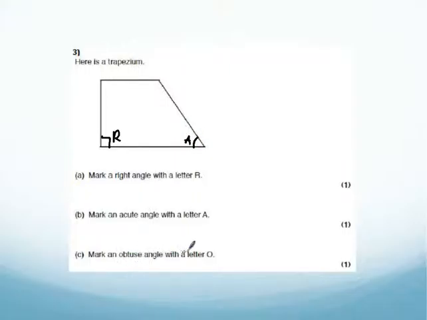And then mark an obtuse angle with the letter O. Again, if we were to mark up here, there is an obtuse angle here, but there are 2 angles, one's reflex and one's obtuse. So just make sure you're clear by marking it with a curve which one you are indicating to be an obtuse angle.